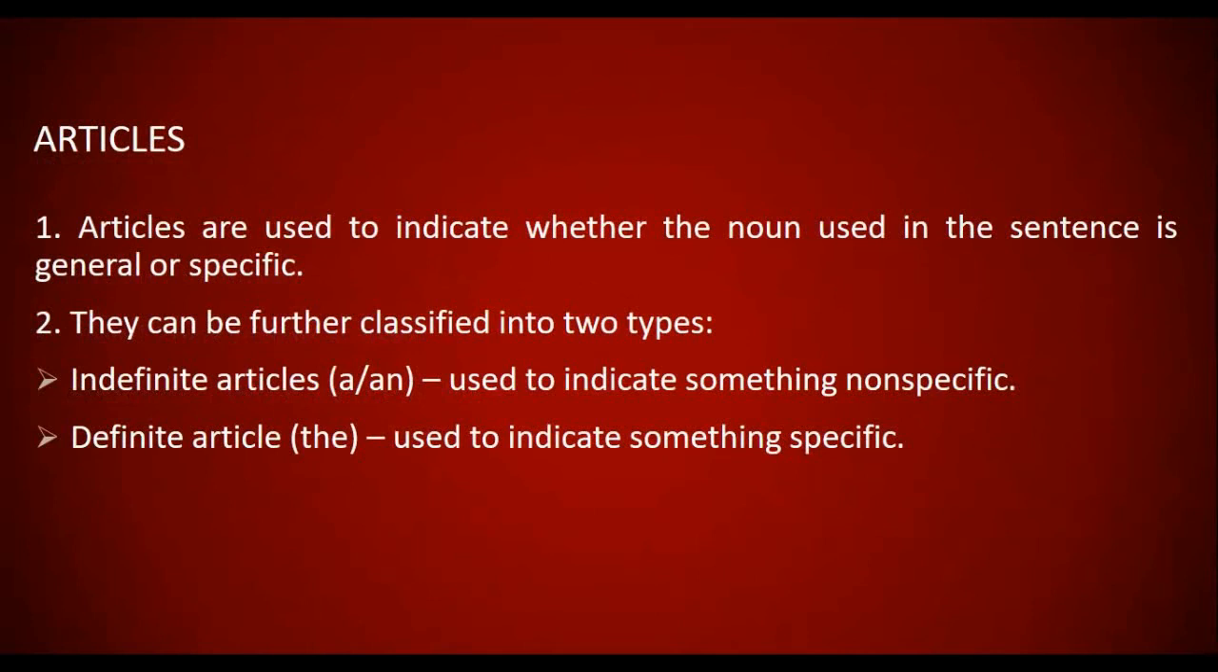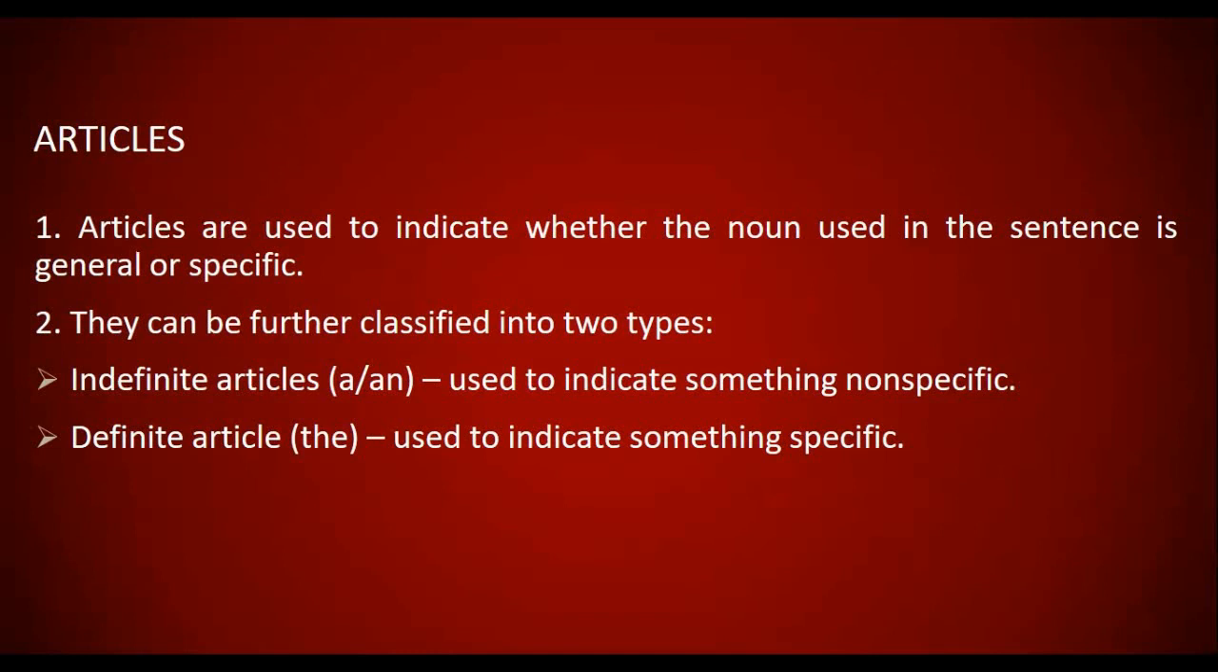Articles. Now understanding the types of articles and the correct usage of these articles is very important. So articles are used to indicate whether the noun used in the sentence is general or specific, and they are again classified into two types. So a and an are indefinite articles. Why? Because they indicate something non-specific, when we are not referring to anything specific. The definite article is used to indicate something very specific.